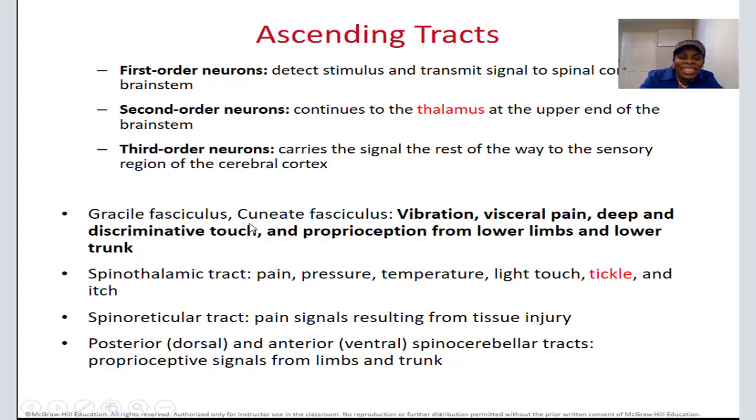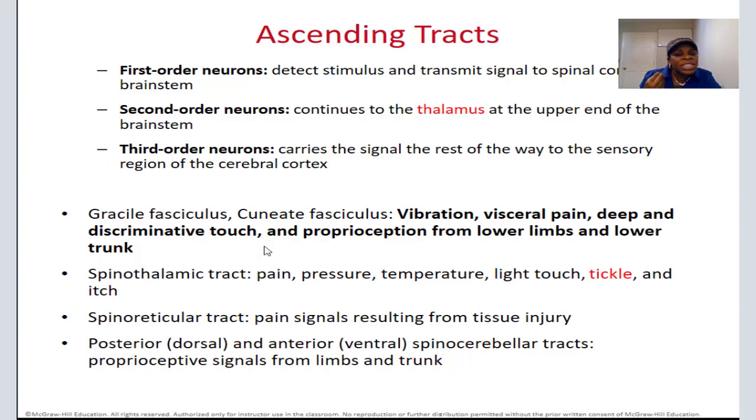Now the gracile 85, cuneate 75 fasciculi, just like the tract, what do they take to your brain? Vibration, visceral pain, like your stomach is hurting, deep and discriminative touch, when you touch somebody hard and they can feel the difference between the two positions. Proprioception from lower limb and lower trunk.